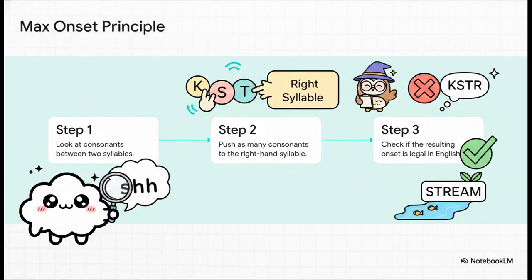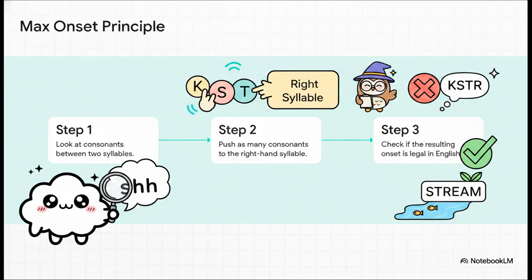To solve this mystery, phonologists use something called the maximal onsets principle. This rule basically says we should push as many consonants as possible over to the right-hand syllable. So following that logic, your first instinct might be to push all of them to the right, giving us E on one side and kstra on the other. But wait, the final step says we must check if that new onset is actually legal.